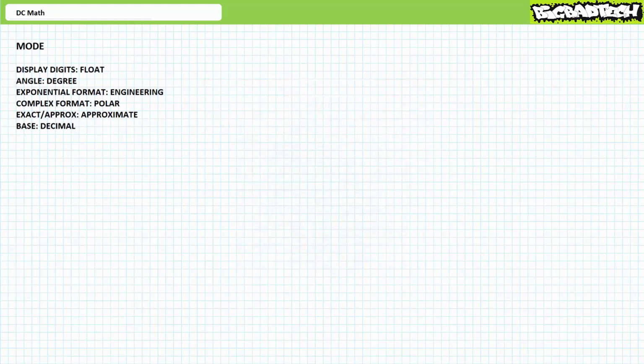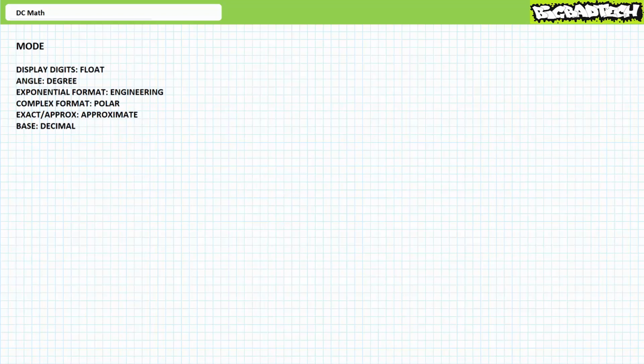Of interest to today's lecture, display digits float enables the calculator to display all relevant decimal places, and a user is free to round to the desired degree of accuracy. Exponential format engineering makes the calculator display all results in engineering format using the coefficient times the power of 10. The exponential format engineering lecture, available at the Big Bad Tech channel, dealt extensively with this topic. Lastly, approximate enables the calculator to display all fractions and irrational numbers as decimal equivalents.